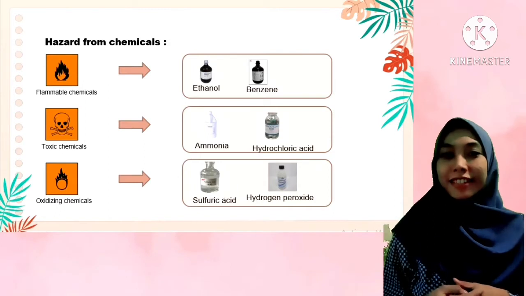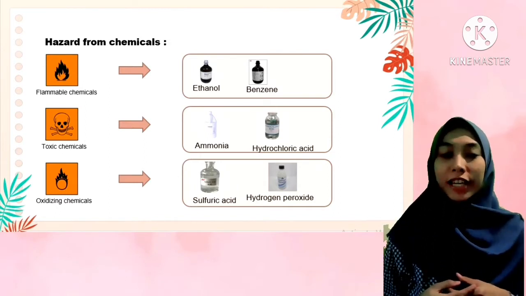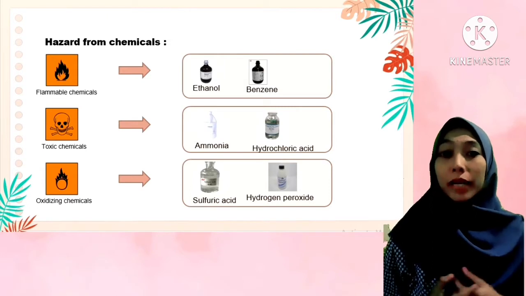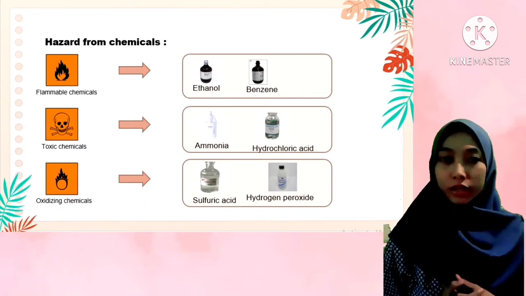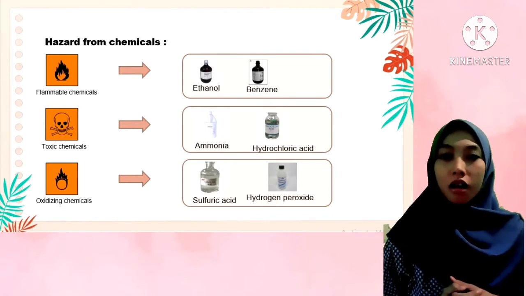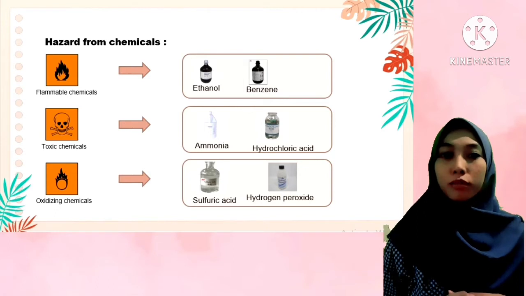Hazards from chemicals, such as hazard from flammable chemicals, for example, ethanol and benzene. Toxic chemicals: hazard of toxic material may cause serious illness or death if inhaled or swallowed, for example, ammonia and hydrochloric acid. Oxidizing chemicals: hazard of volatile compounds and combustion via oxidation, for example, sulfuric acid and hydrogen peroxide.